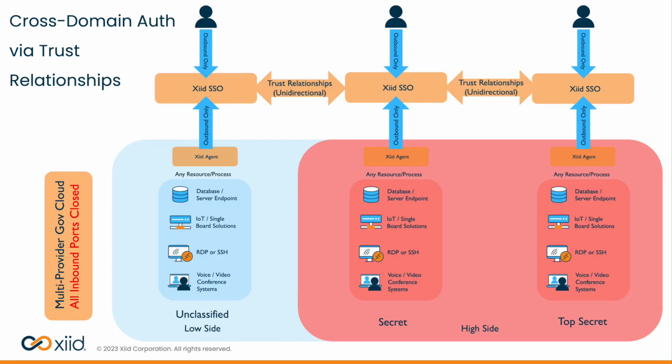In addition, trust relationships make it easy to allow unidirectional access between different domains to users, all in one place. For instance, in a multi-provider GovCloud environment, you could give people logged in to a high-side environment access to resources on the low side through one simple SSO portal without them having to change machines or re-authenticate.